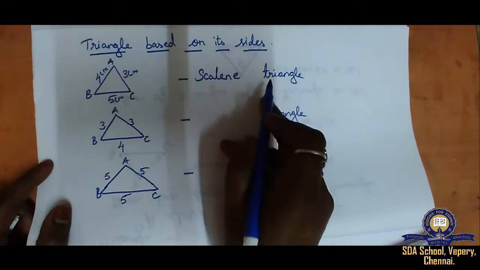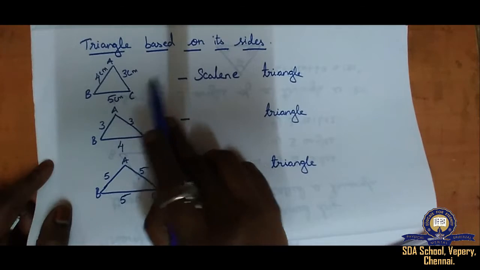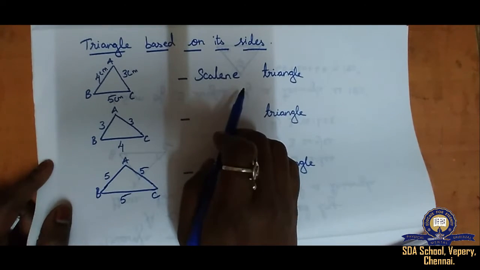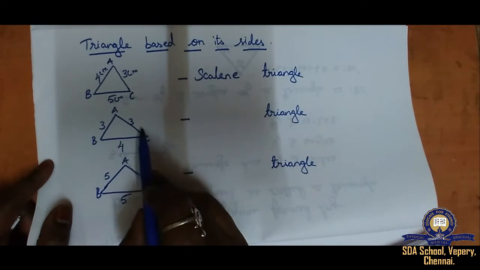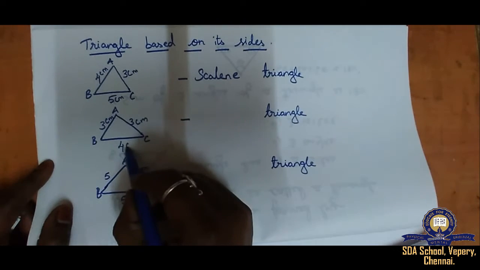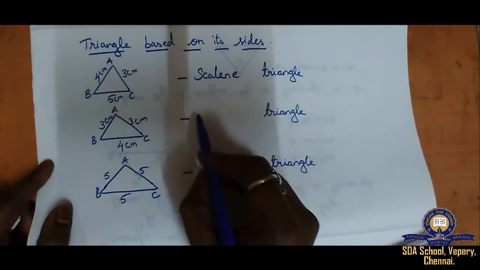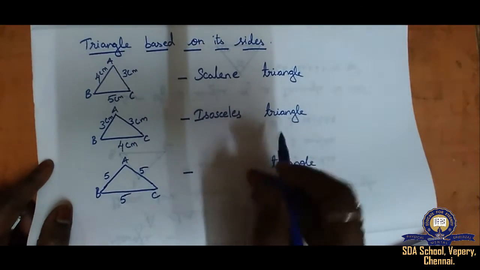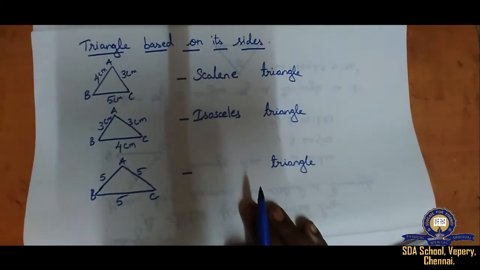Scalene triangle. Clear? If all the sides are different, we should be able to say it is a scalene triangle. See, in this triangle, these 2 sides are same, 3 centimeter and 3 centimeter. This is alone 4 centimeter. If 2 sides are same, it is said to be an isosceles triangle.